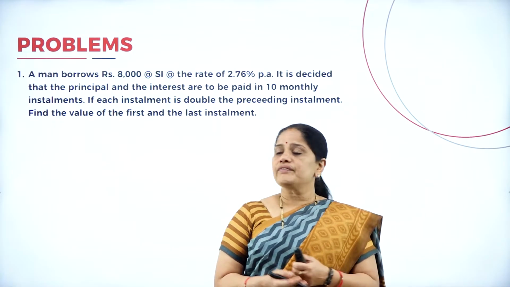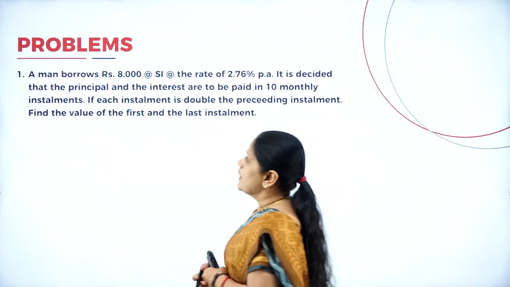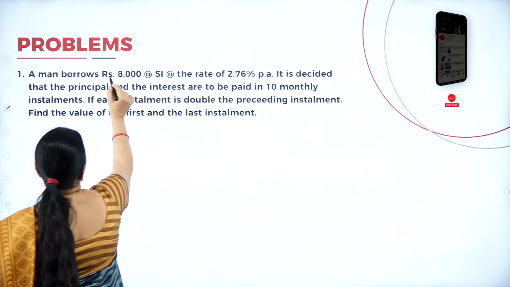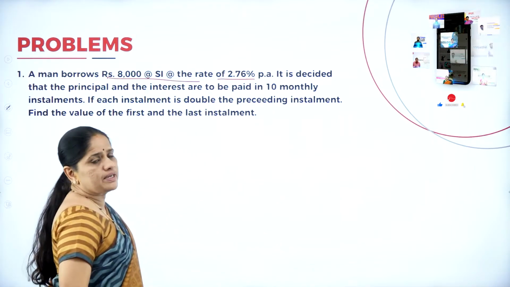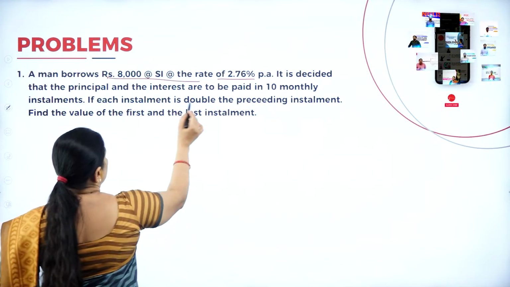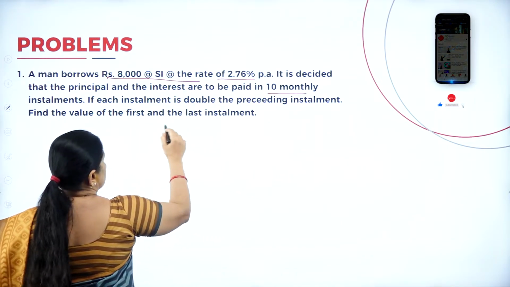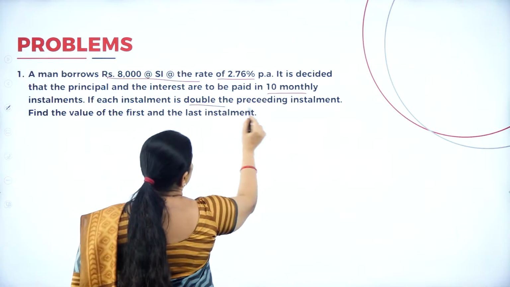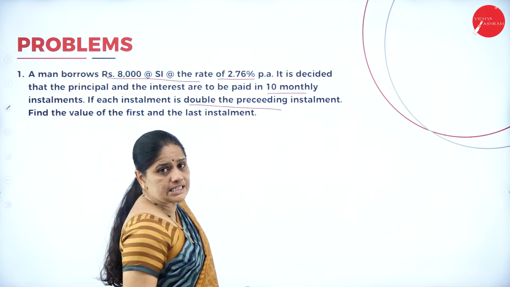In this session, we will be working out some more problems on geometric progressions. So, a man borrows rupees 8,000 at simple interest at the rate of 2.76%. So, it is divided that the principal and interest are to be repaid in 10 monthly installments. If each installment is double the preceding installment, find the value of the first and the last installment.